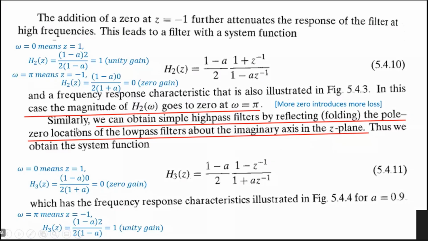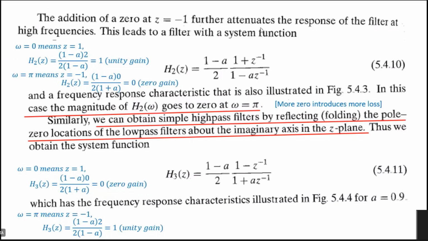It is written that we can obtain simple high pass filters by folding the pole zero locations of the low pass filters about the imaginary axis. Thus we obtain the system function, where the gain will remain the same, (1 minus a) by 2. It is not dependent on anything, it is a constant.